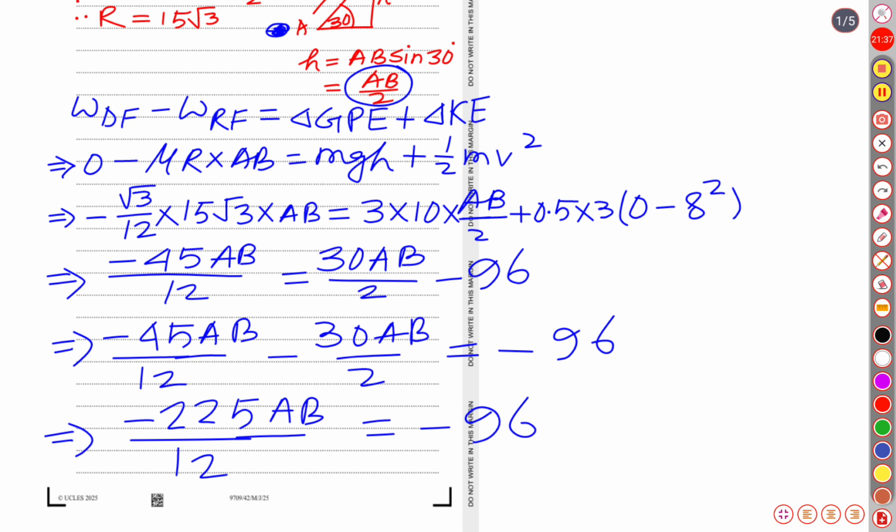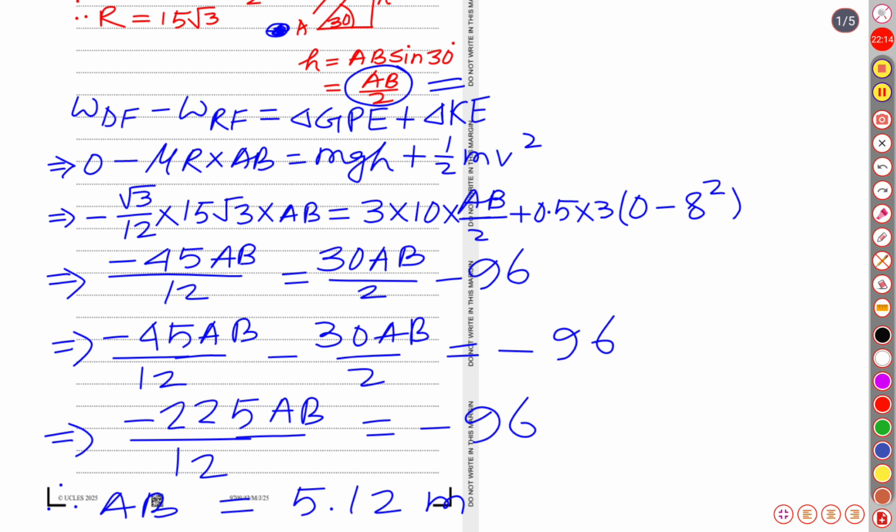Hence, if we simplify more, our AB is going to be 12 into 96 over 225, which is 5.12 meters. Well, whenever we get the distance AB, now we can easily find our final height. So the final height is going to be AB over 2, 5.12 divided by 2. That means 2.56.